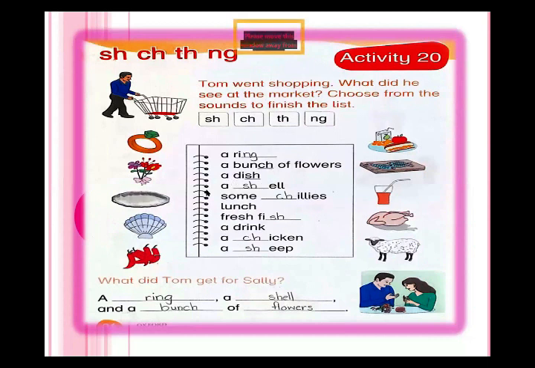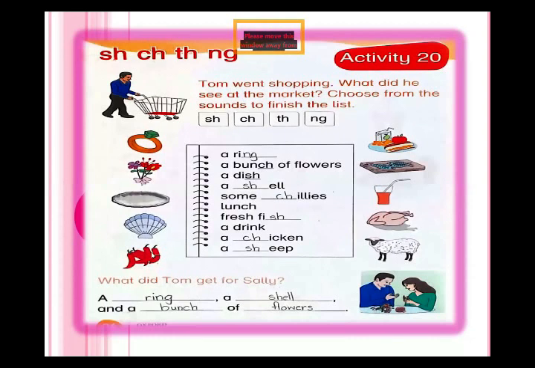Third one is dish. Look here, here is a dish. The ending sound of dish is sha. Now come down. Here is a shell, as you know. The shell's starting sound is sha. So put the sha sound here.